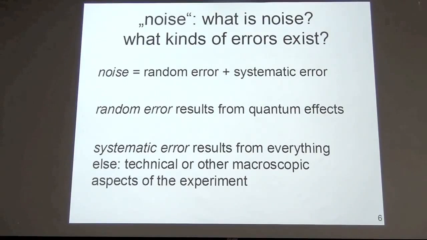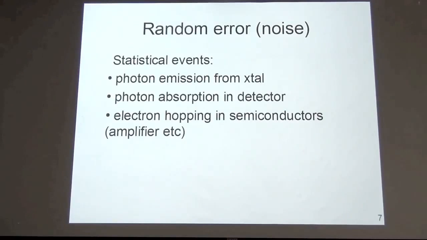Oh, that sounds very complicated, but we'll see the examples in a minute, and we'll see that they are not so complicated after all. Whereas systematic error is always associated with some technological aspects of our experiment, for example, the shutter, the crystal, or macroscopic features of our experiment. And an example of random error is the photon emission from the crystal.